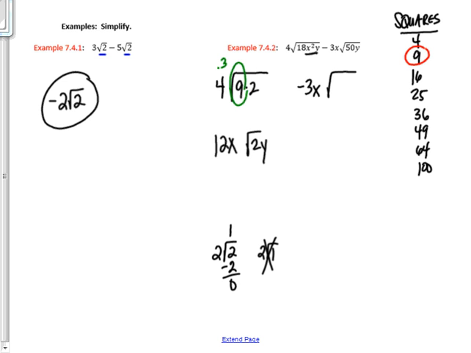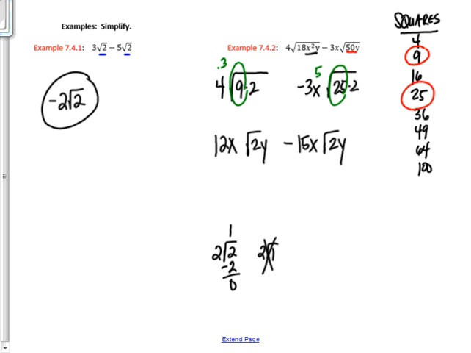Now let's do the 50. What perfect square is going into 50? Well, it's going to be 25 times 2. So the square root of 25 comes out as a 5, and it multiplies with what you've got on the front, so that's a negative 15x. And then the 2 is left underneath. Am I going to be able to pull that y out again? No, so the y is going to stay on the inside.